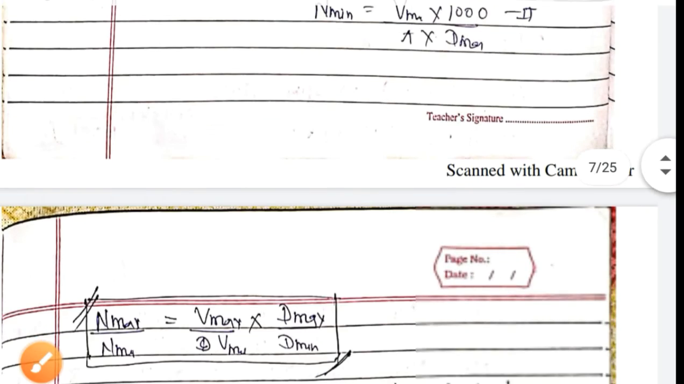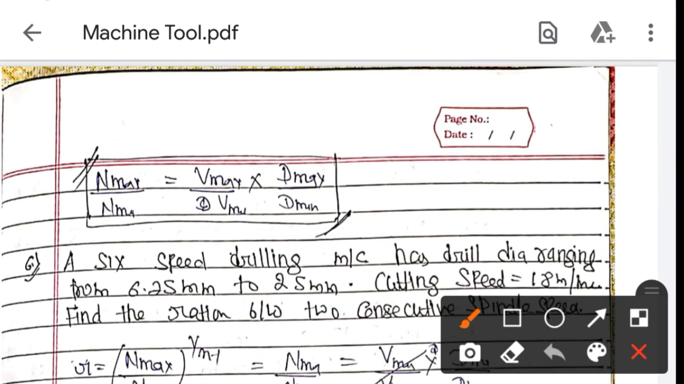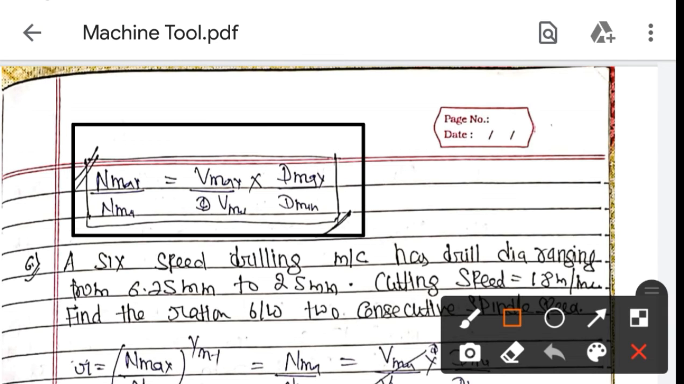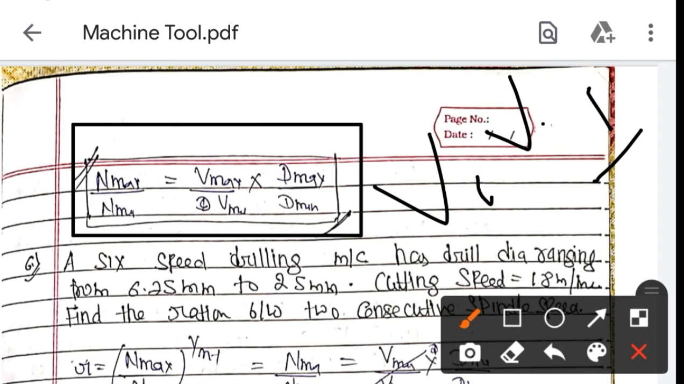You just divide these two equations, and we will get one relation which will help you solve the numericals in the GATE exam, or in some exams they may give you this formula directly. This is N max by N min, which is the speed range ratio, and it is one of the important formulas. Please remember this one: N max by N min is equal to V max by V min into D max by D min, which is very simple to remember. Write it once and read it loudly once, and you will remember it.